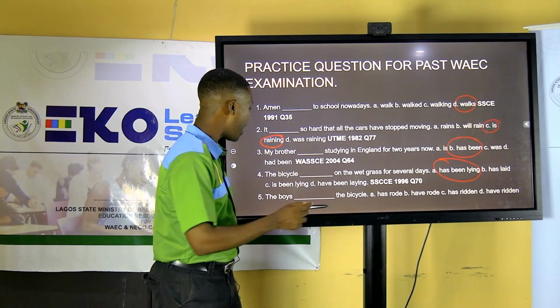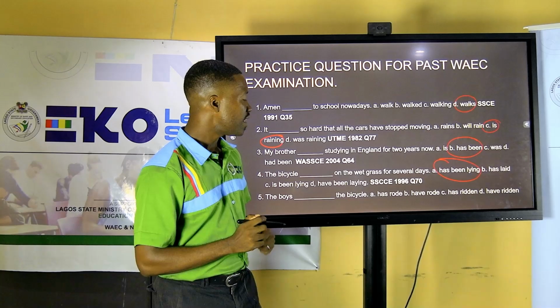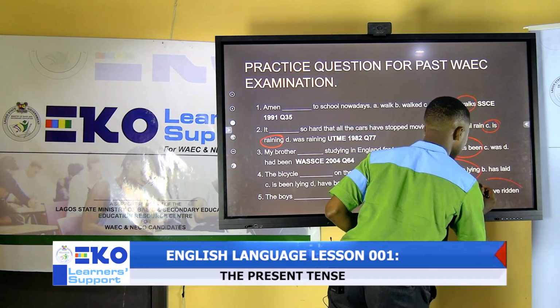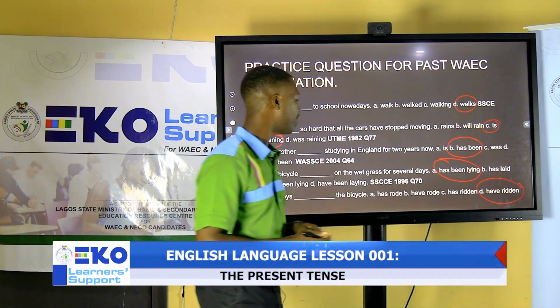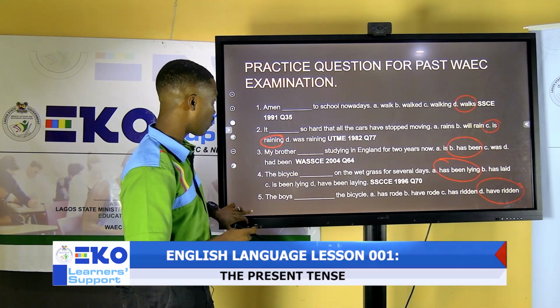Finally, question number 5. The boys dash the bicycle. Is it has rode, has reading, or have reading? The answer is what? Is someone saying have reading? Yes, that's the correct answer. The boys have reading the bicycle.